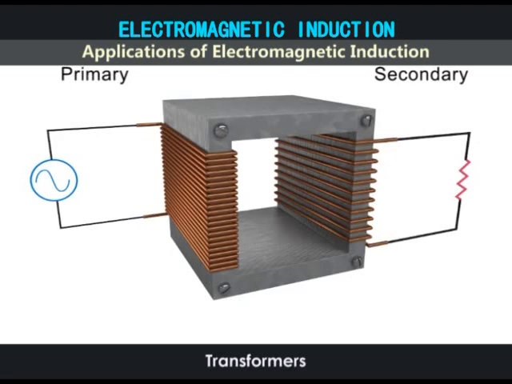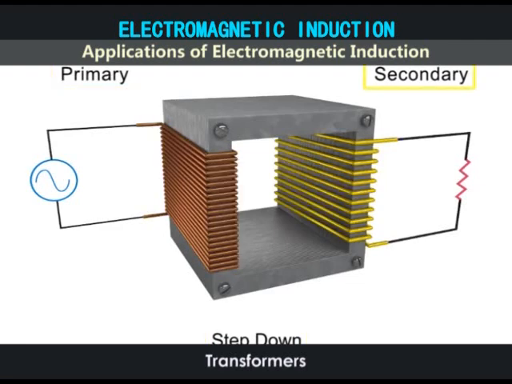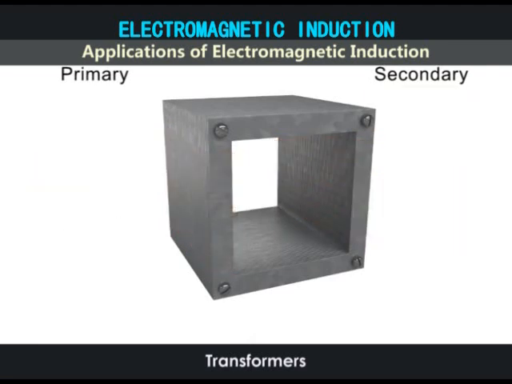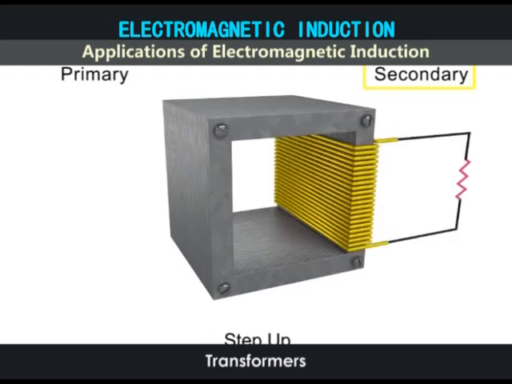Transformers can either step up or step down electrical voltage. In a step-down transformer, the number of turns in the primary coil is greater than the number of turns in the secondary coil. In a step-up transformer, the number of turns in the secondary coil is greater than the number of turns in the primary coil.